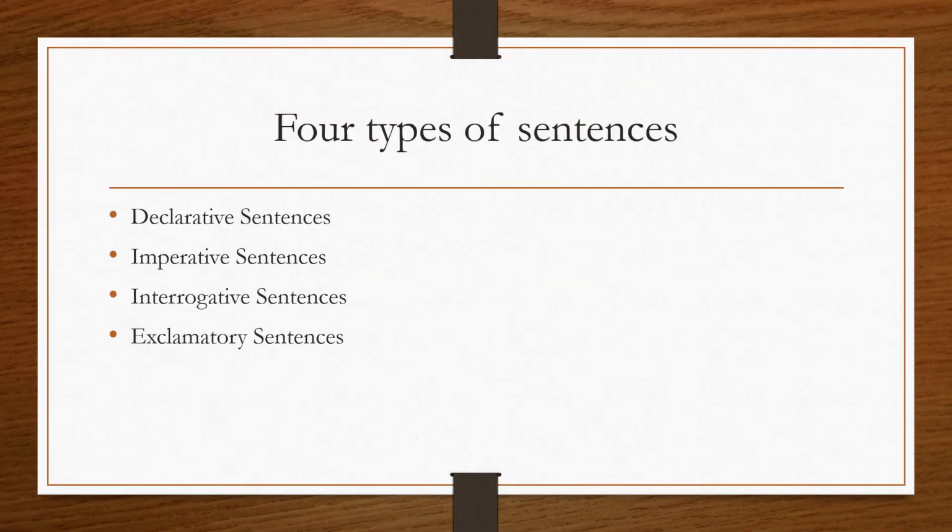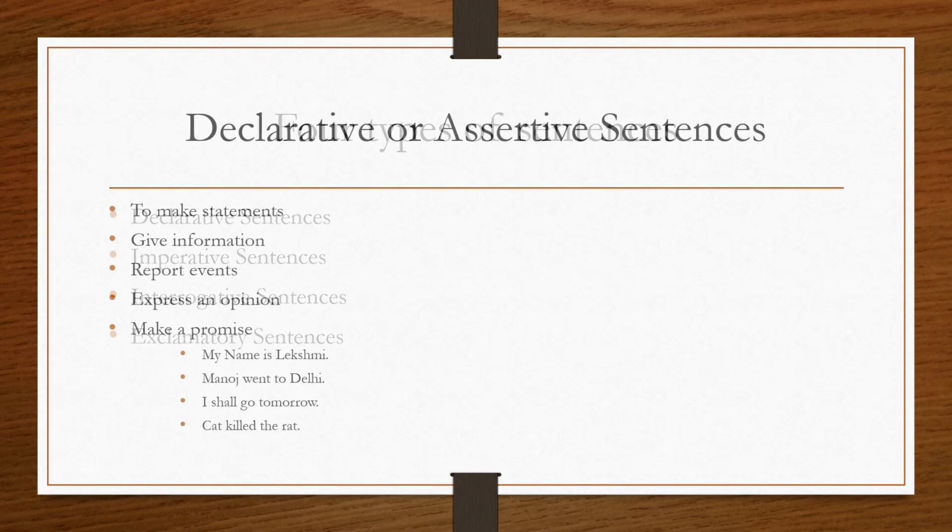There are four types of sentences: declarative sentences, imperative sentences, interrogative sentences, and exclamatory sentences. Declarative or assertive sentences are used to make statements. They are used to give information, report events, express an opinion, or make a promise.